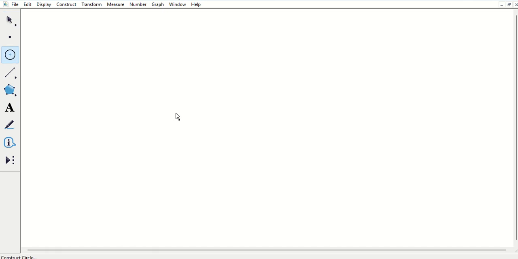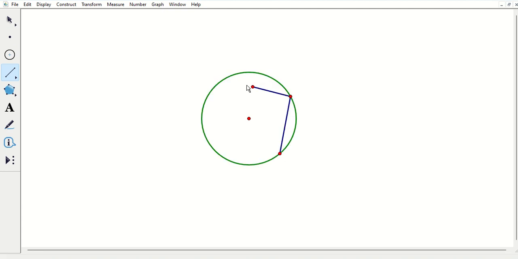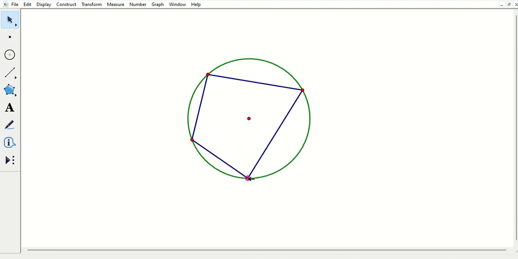And of course, it all starts with a circle. Now, with this circle, I want to sketch a quadrilateral which has its vertices inside the circle. Okay, I've just sketched a quadrilateral and it has its vertices inside the circle. Now the next step, let me just make it bigger.